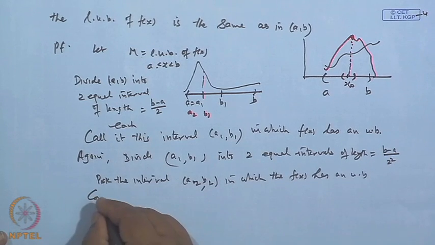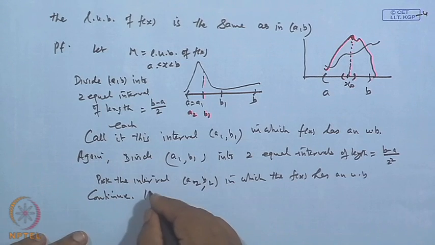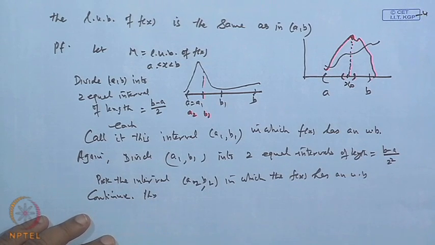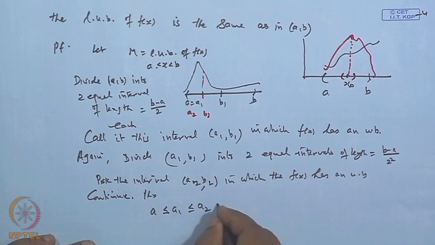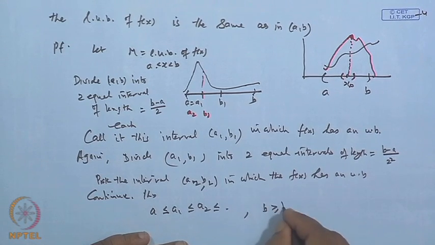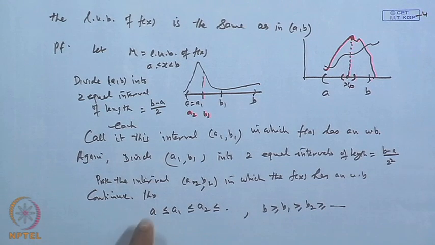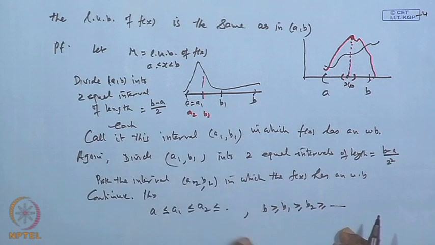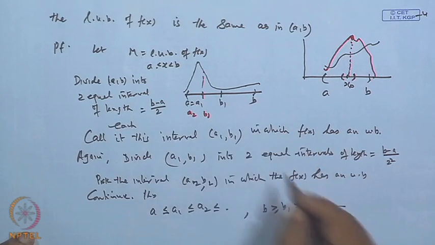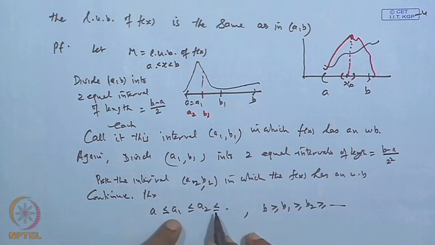So if I continue this process, what happens? We get a sequence of points a1, a2, ..., an such that a is less than or equal to a1, less than or equal to a2, and so on, while b is greater than or equal to b1, greater than or equal to b2, and so on. So a_n is a monotonic increasing sequence, b_n is a monotonic decreasing sequence, but the upper bound of a_n cannot exceed b1. B1 is an upper bound here, is it not? So this is bounded above, and this is bounded below, at most by a.